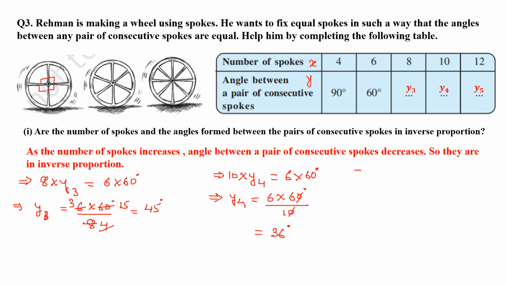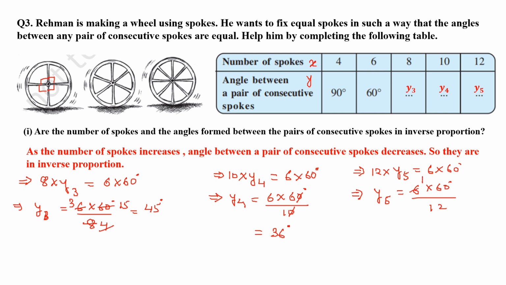Now the last one is 12 into y5 will be equal to 6 into 60°. So the value of y5 will be 6 into 60° divided by 12.